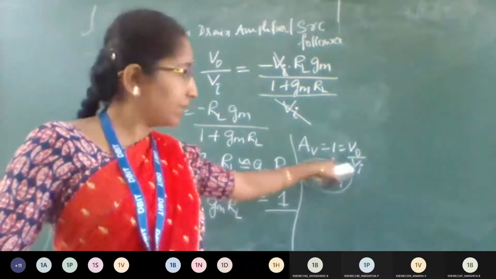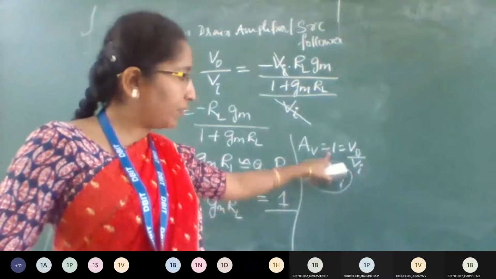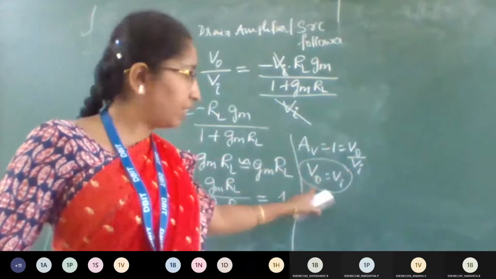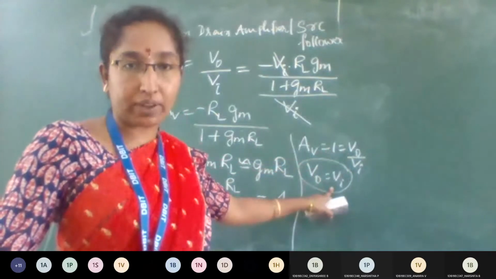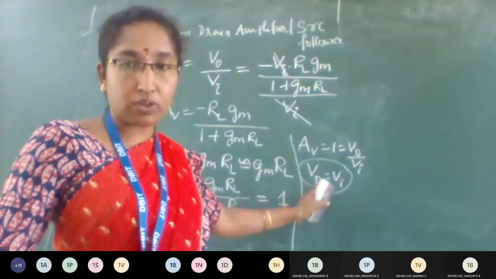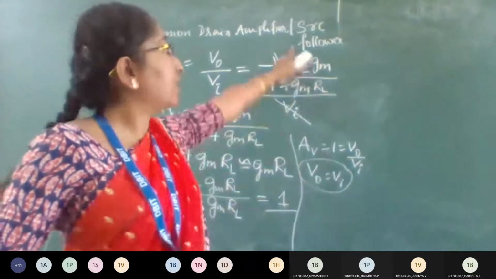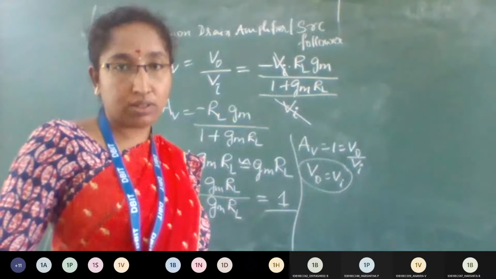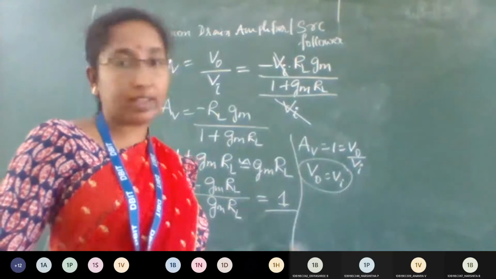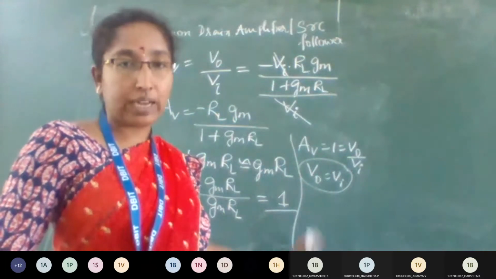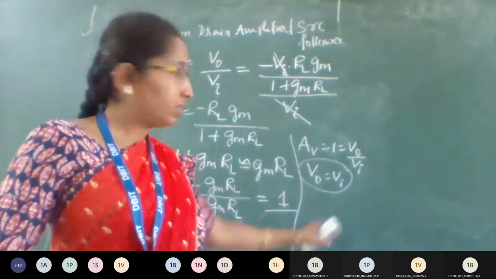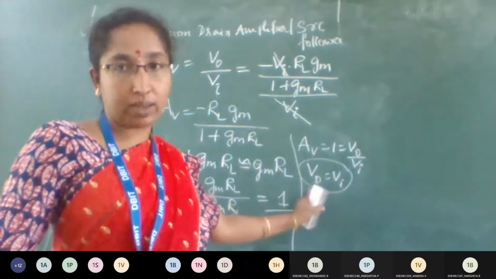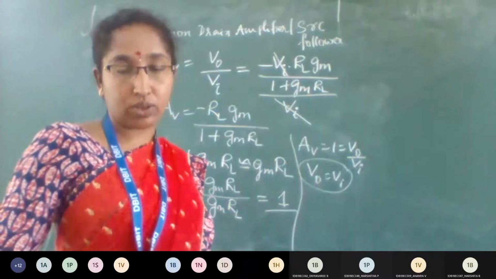Av is nothing but V naught by Vi. If it is 1, then V naught is equal to Vi. It acts as a buffer, so the output follows the input. That's why we say it is a source follower, since we are taking the output at the source. It acts as a buffer: whatever the input value, it is the same as your output.